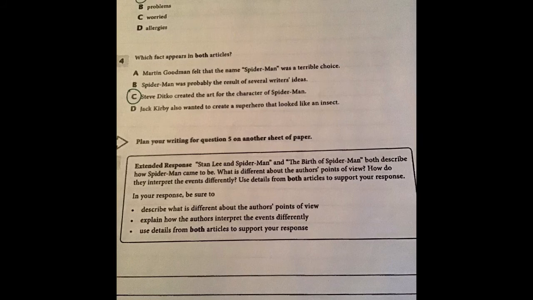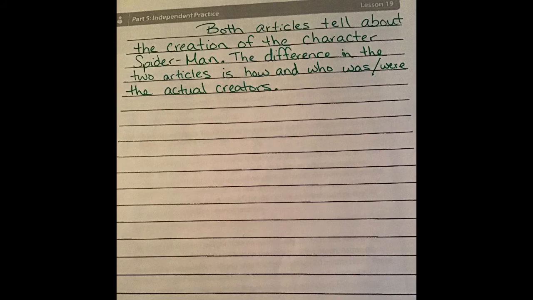In short, what this question is asking us is how are the two articles the same and how are they different, and what evidence do you have to support that? I started my restate in my answer, or in other words, I started my answer off by restating the question and answering it. That's our first 2 parts of RAD. I said that both articles tell about the creation of the character Spider-Man. The difference in the 2 articles is how and who was/were the actual creators.